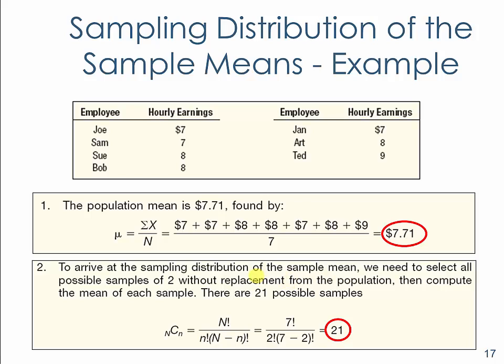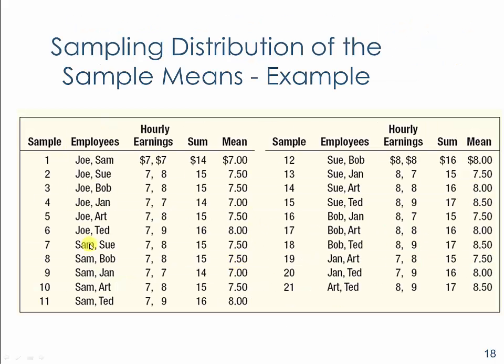Next, we determine the 21 sample means from all possible samples of 2 that can be drawn from the population. So these are every possible combination of 2 employees that we have with the 7 employees, and their corresponding hourly earnings. So if we took Joe and Sam, they each have hourly earnings of 7, which gives us a sum of 14 and a mean of 7, and so on down the list.